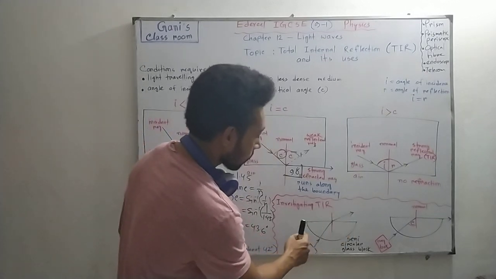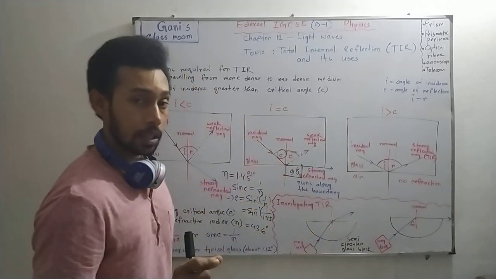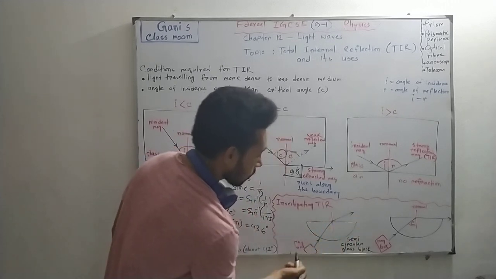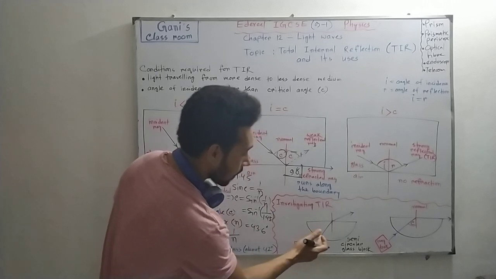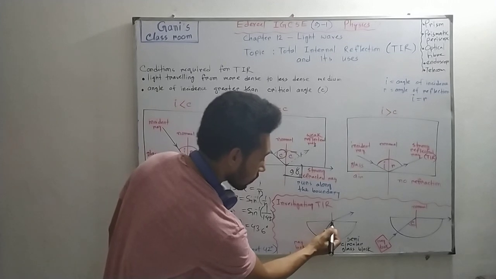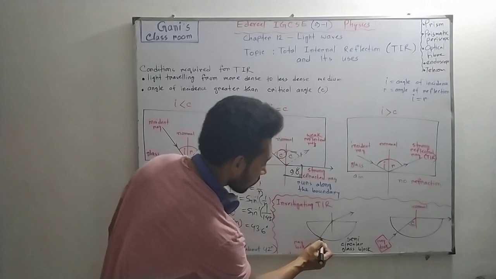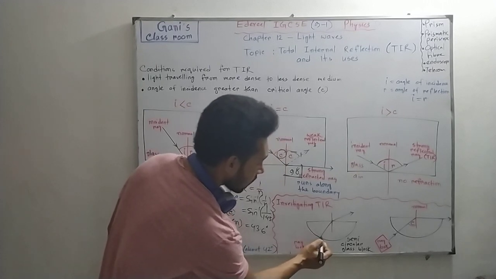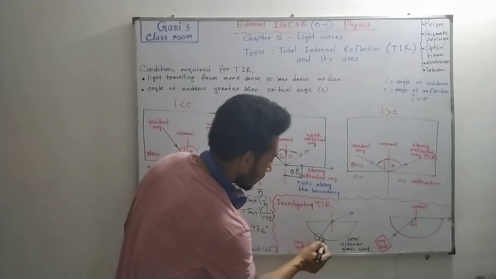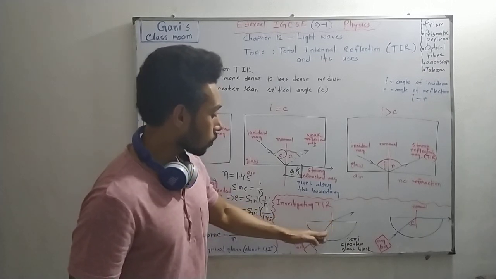Make sure the ray strikes the midpoint of the straight edge. What is the reason behind this? The reason is, since it's a semicircular glass block, if you direct the ray so that it strikes the midpoint of the straight edge, it strikes the boundary of the circle at right angles. Therefore, in this situation, no refraction occurs. The light passes straight through the glass block.